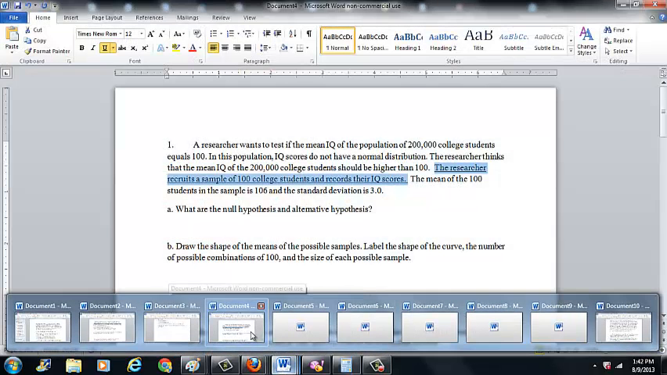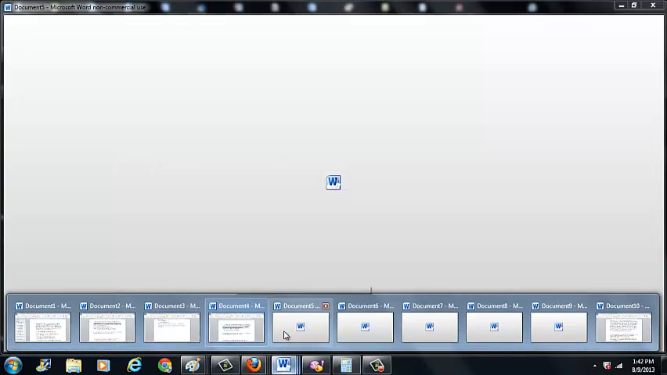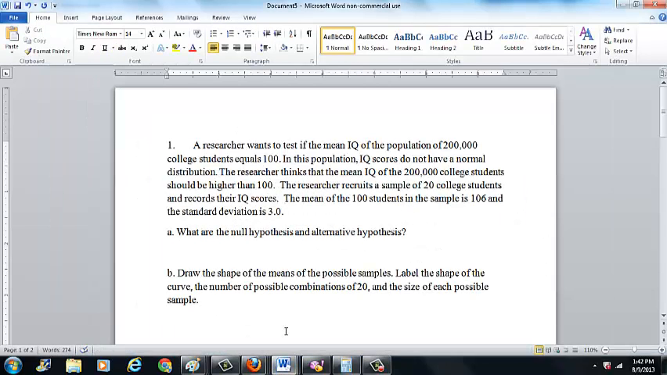Otherwise, this is similar to the first question that I gave you. In question 5, in this other question, it says, in the population, IQ scores do not have a normal shape, again, and the researcher only recruits a sample size of 20.